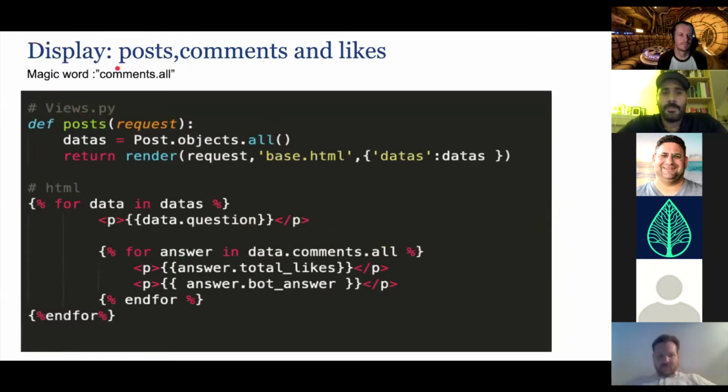Here I'm going to display the post, comments, and likes on a single page with one single line. I will bring the data from the post. This is in the views.py. Then in the HTML, I will loop through the data, which is the post. And the trick here is to loop through this data using the related name with all.